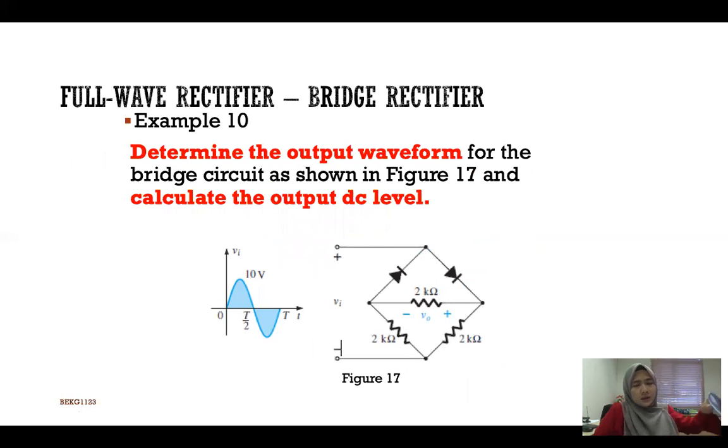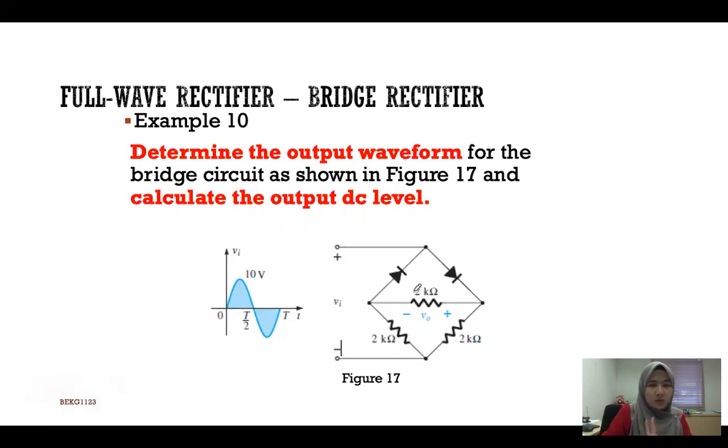Okay, so let's look at example 10. Determine the output waveform for the bridge circuit in figure 17 and calculate the output DC level. Okay. So you look at here, this is the full wave rectifier. You have 2 diodes and you have 3 resistors. Okay, so instead of having a diode over here, we have a resistor here.